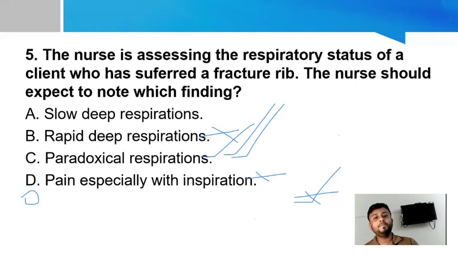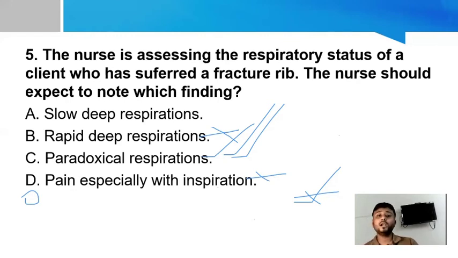The second one is rapid, deep respiration. In option B, rapid, deep respiration, we can consider that if the patient has a fracture in the rib, he may have breathing difficulty. Breathing difficulty may lead to rapid respiration, or an increased respiratory rate.